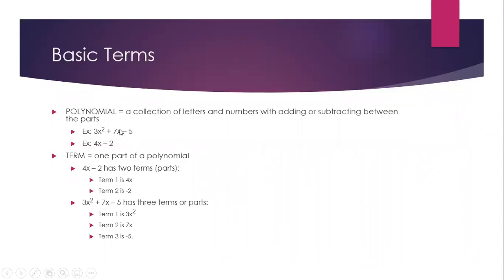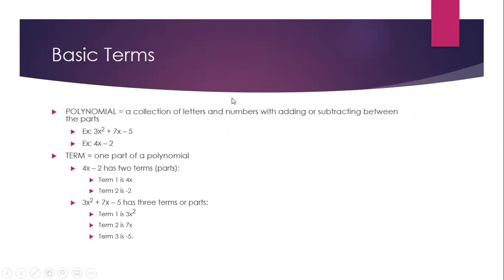So, for example, if we look at here, we have 3x squared, got some letters, got some numbers, plus some adding, 7x, a letter and a number, minus 5. So we got some letters, we got some numbers, we got some adding, subtracting in between. We also have 4x minus 2, and some letters and numbers, and some things in between.